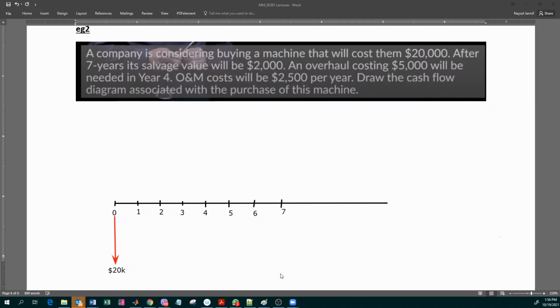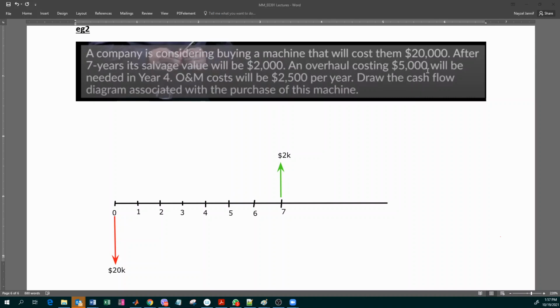Now, what's the next one? After 7 years, its salvage value will be $2,000. Oh, wrong color, maybe I'll put it green. After 7 years, the salvage value will be 2,000. So that's your salvage value at 7 years.